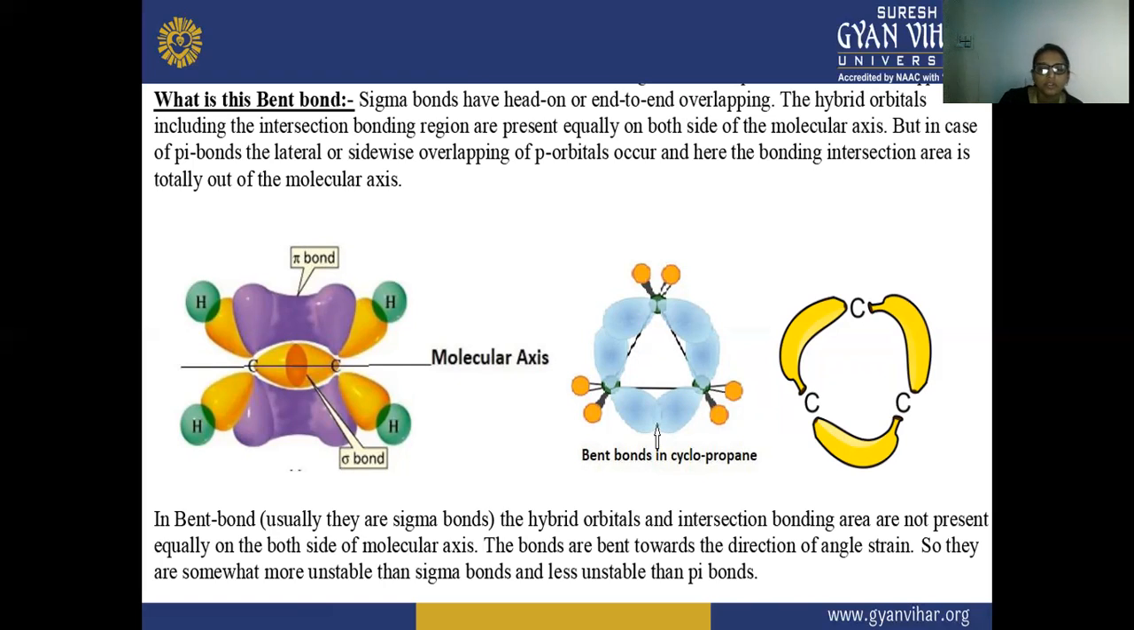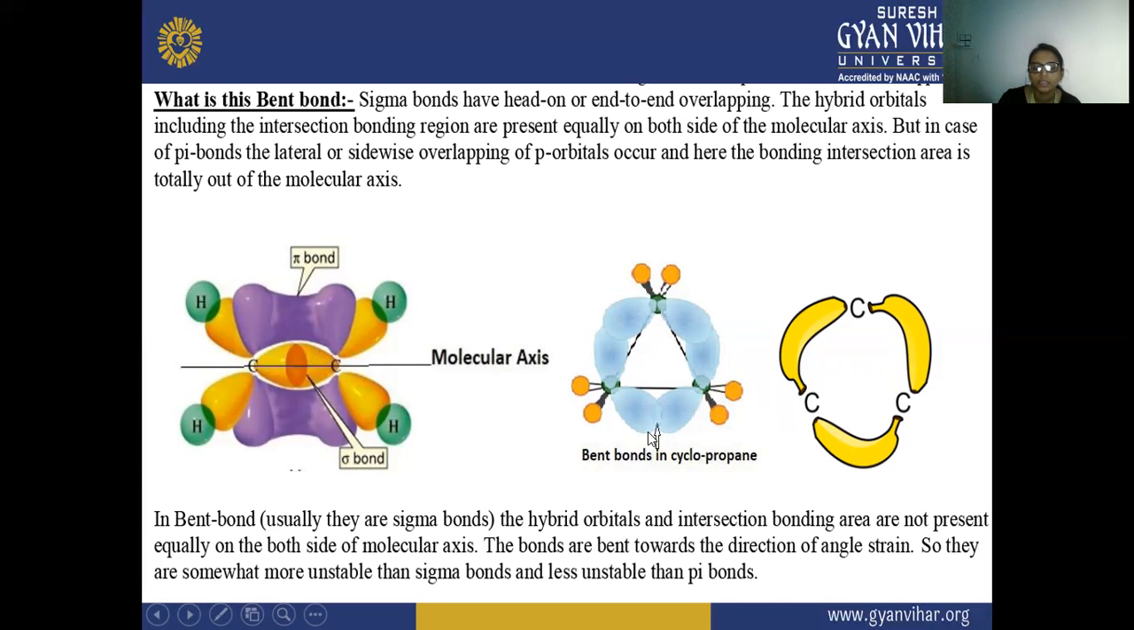But in case of your sigma bonding, the hybrid orbitals, that is the intersection bonding region, are present equally on both sides. But in case of your pi bond, which is caused by the sidewise overlapping of p orbitals, the bonding intersection area is totally out of the molecular axis. So this is out of the molecular axis.